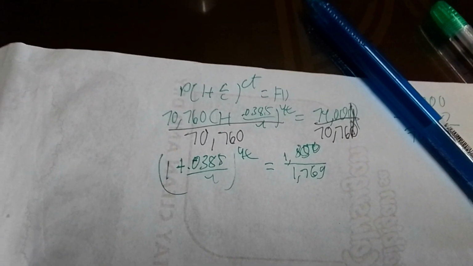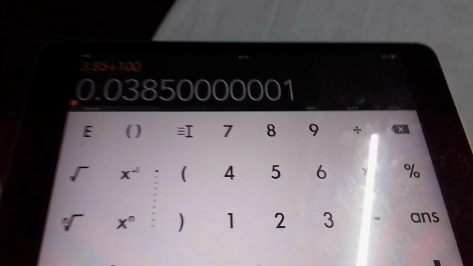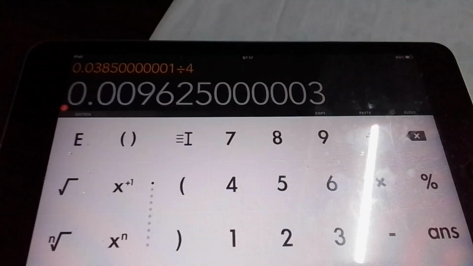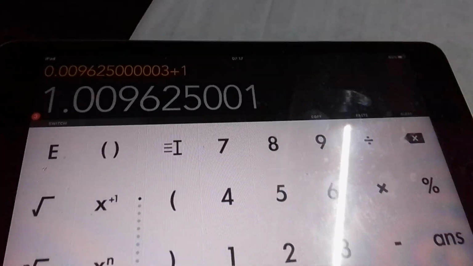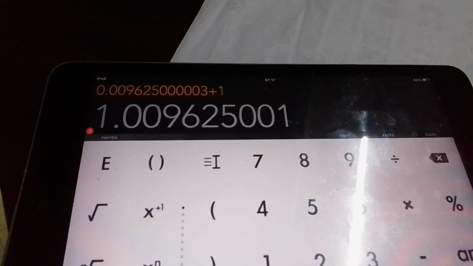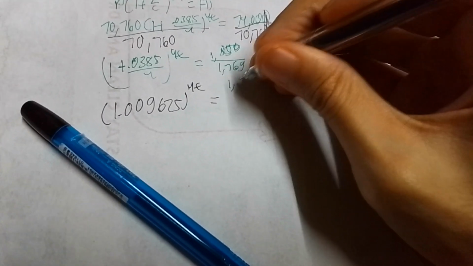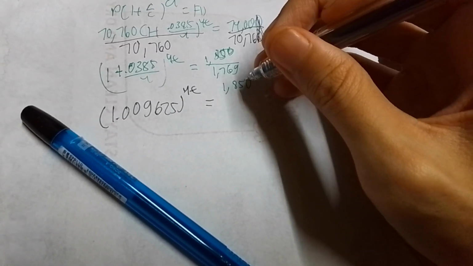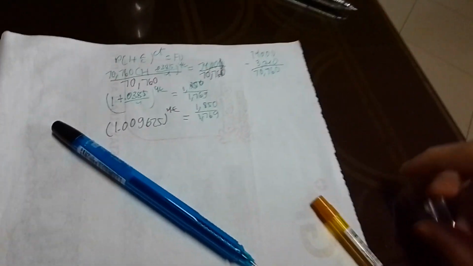The 1 plus 0.0385 divided by 4. Doing that with a calculator, we have this. The 3.85% divided by 100, so you can get this answer. Then dividing it by 4, you should get this answer. Then add 1, so that you can get 1.00965625. So that's the value. Therefore, our answer is 1.009625 raised to the 4t power, and it's equivalent to 1,850 over 1,769.